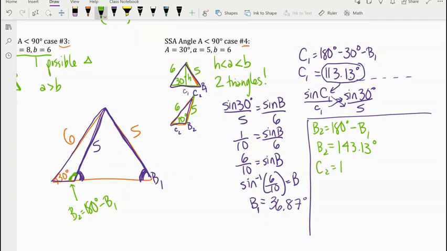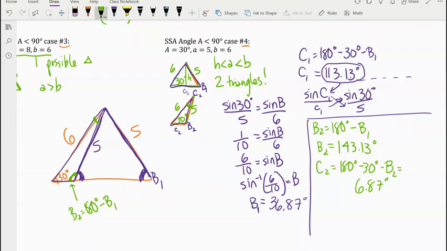c sub 2 will be 180 minus 30 minus b sub 2, and it's going to be a really small number. So I end up with 150 minus 143.13. Yep, it's a really small number, 6.87 degrees. So remember, this angle right here is that c sub 2. You can see I knew it was going to be a small angle because I can tell from my picture, but it is a very small angle.